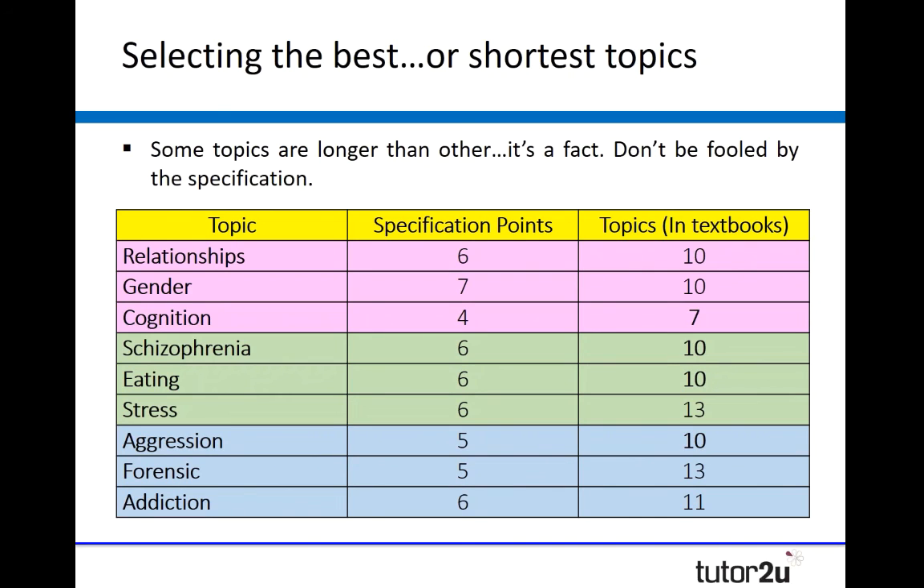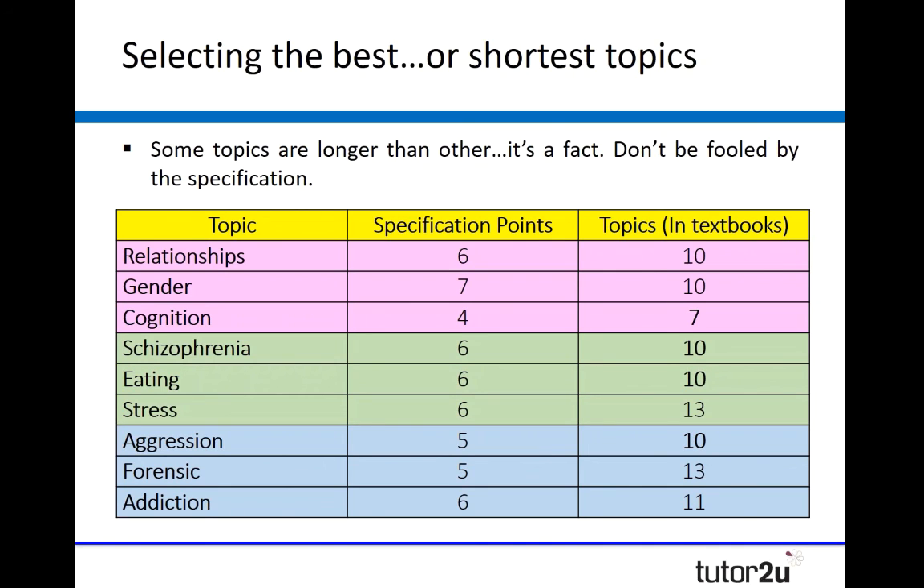Okay, so if you look at the grid on the screen, you'll see that in cognition and development, which is in the group with relationships and gender, there are only really 7 subtopics in comparison to 10 in gender and 10 in relationships. So if you were picking purely mathematically, you would pick cognition and development over the other 2.